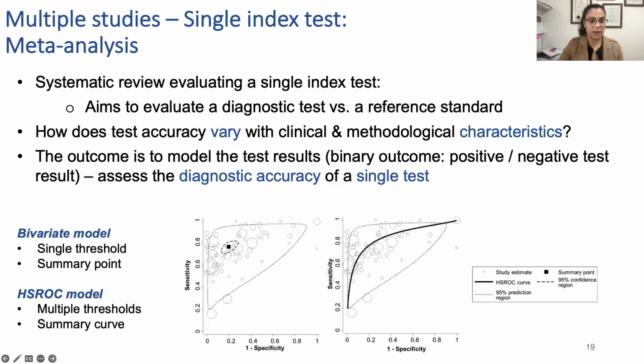the threshold effect. So we have the bivariate model that actually gives us a single threshold and the uncertainty around a single summary point and the uncertainty around this summary point. And also we have the HS-ROC model that accounts for the different thresholds across the studies.